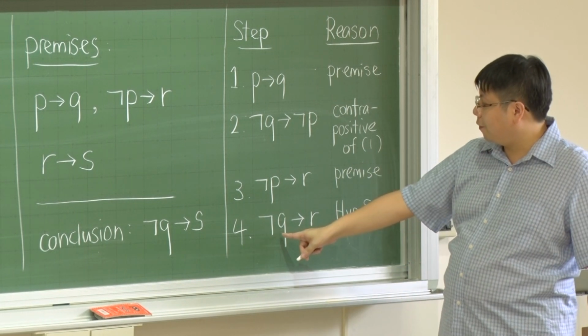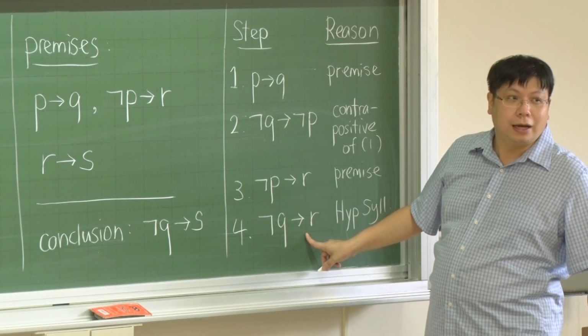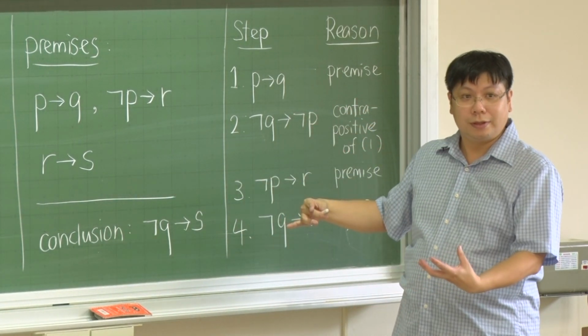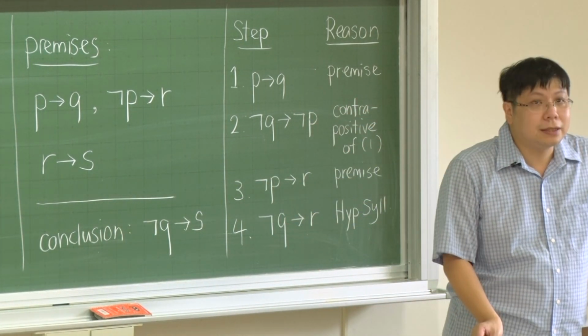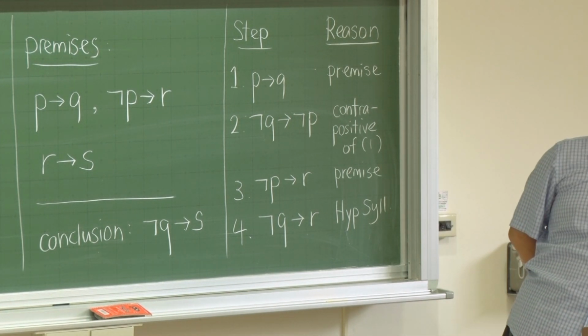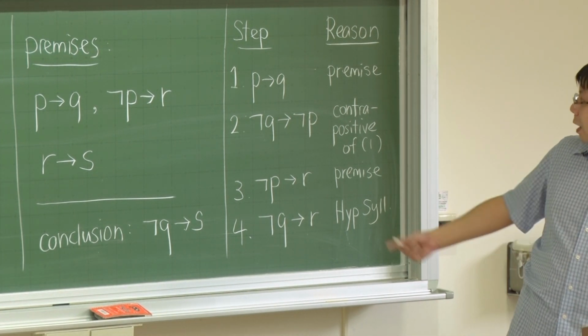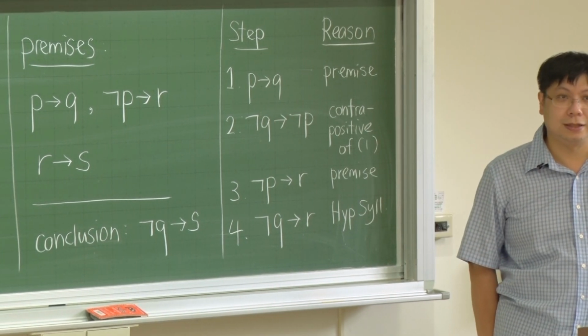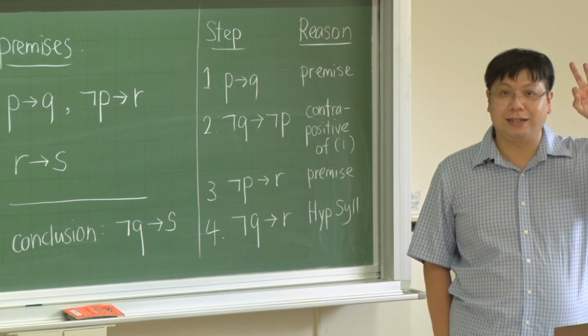Now you have not Q implies R, and then you can copy the premise R implies S into this proof. Then together we apply the hypothetical syllogism again, and then we will have not Q implies S. And this is what we want. Is that okay?